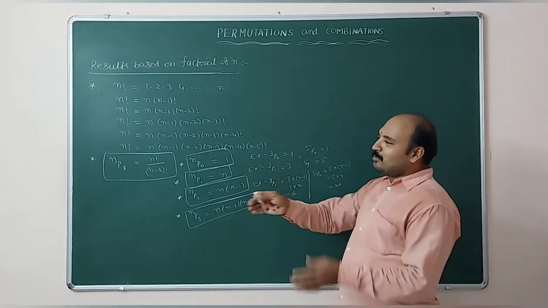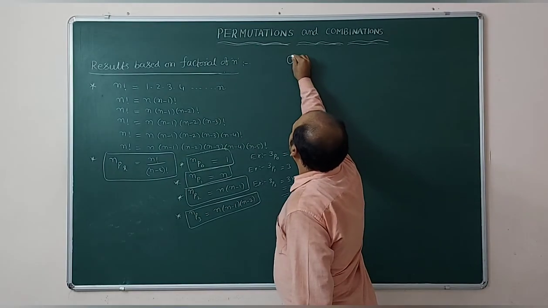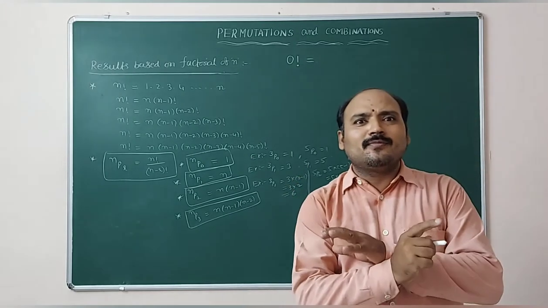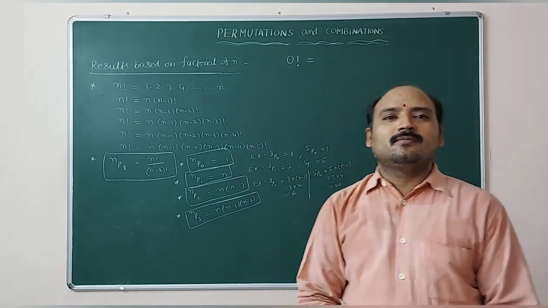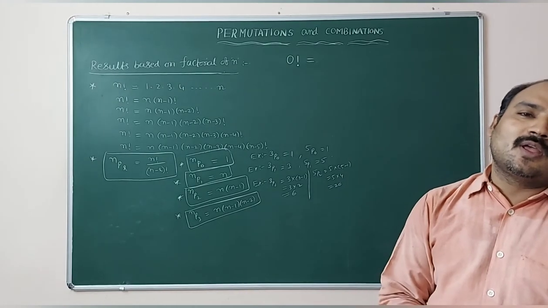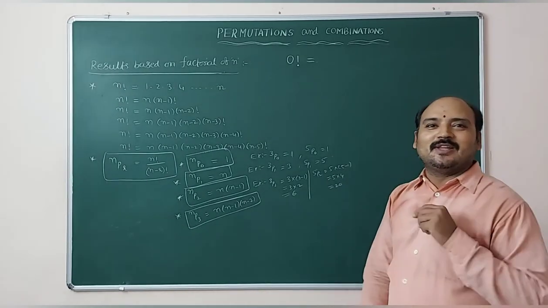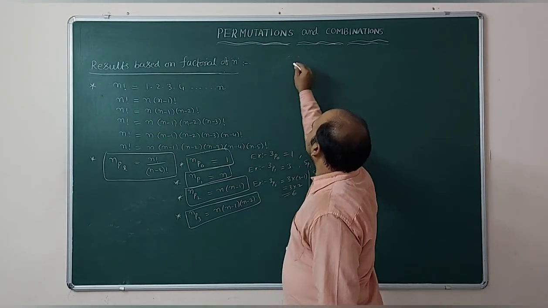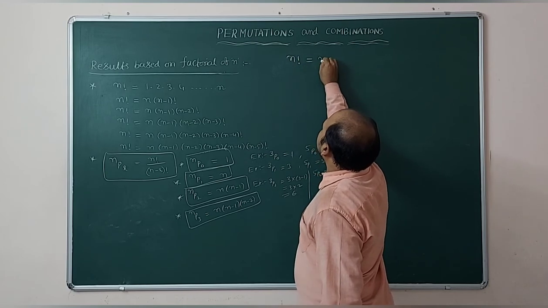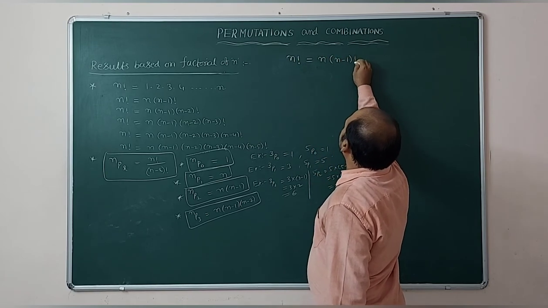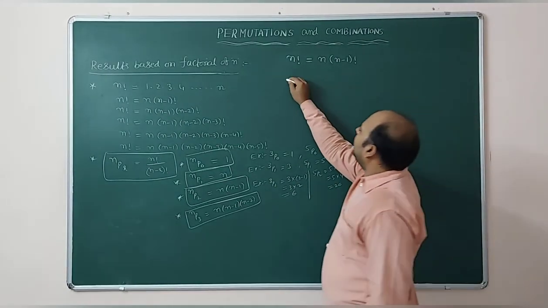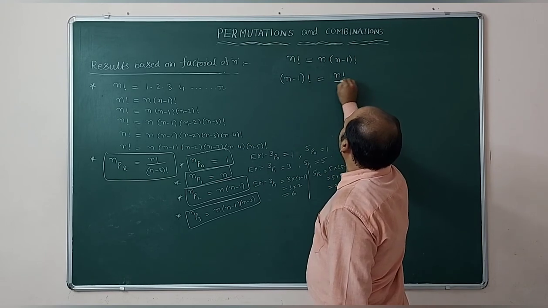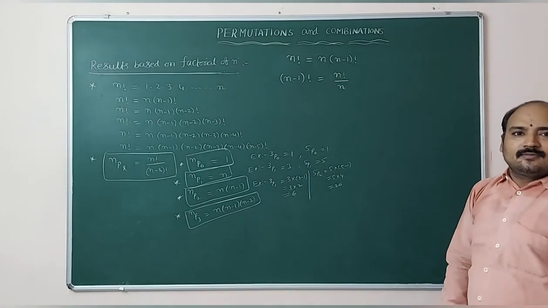I am going to find 0 factorial. 0 factorial, how? 0 factorial means the product of 0 terms. Product of 0 terms means meaningless. But we have the value of 0 factorial. See how. From this result, n factorial can be written as n into n minus 1 factorial. Am I right? From this I am making n minus 1 factorial the subject: n minus 1 factorial is equal to n factorial by n. Can I write like this?